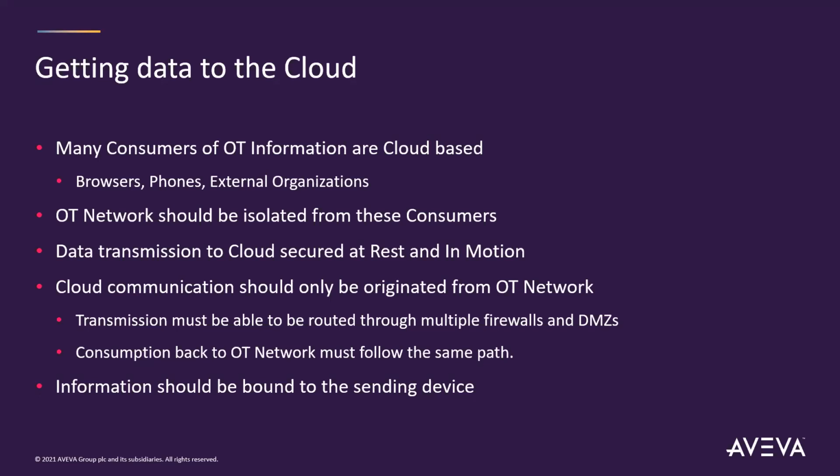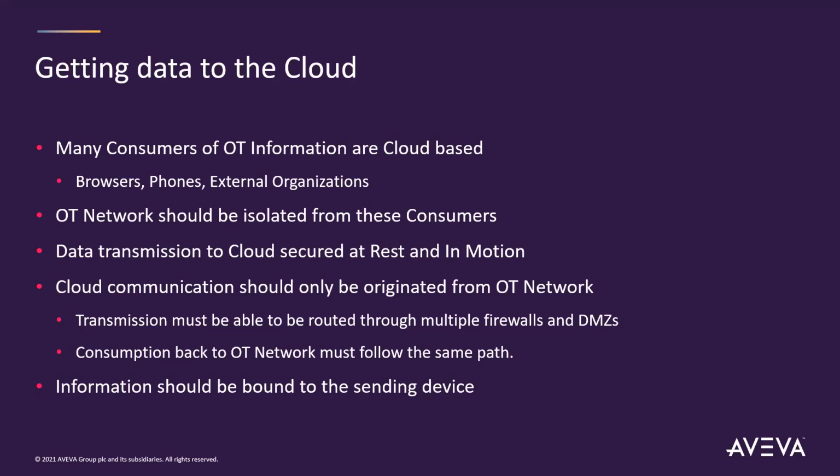And this information should only be allowed to be sent from the OT network. The OT network should be in total control of this. No one in the cloud should be able to say, oh, I want to go get this piece of data that you haven't authorized to be sent, right? So there should be no mechanism from the cloud to reach in and grab data that the OT network has not previously decided to send, right?